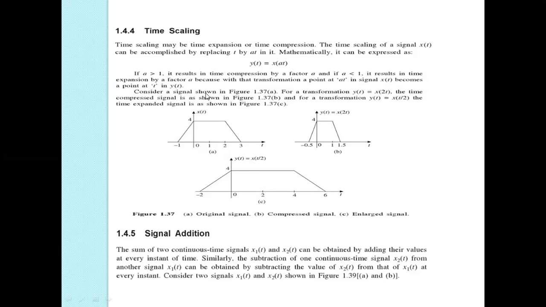Understood, my dear students? Consider a signal showing here for a transformation y of t is equal to x of 2t, the time compressed signal. For a transformation y of t equal to x of t by 2, the time expanded signal. Okay, my dear students.